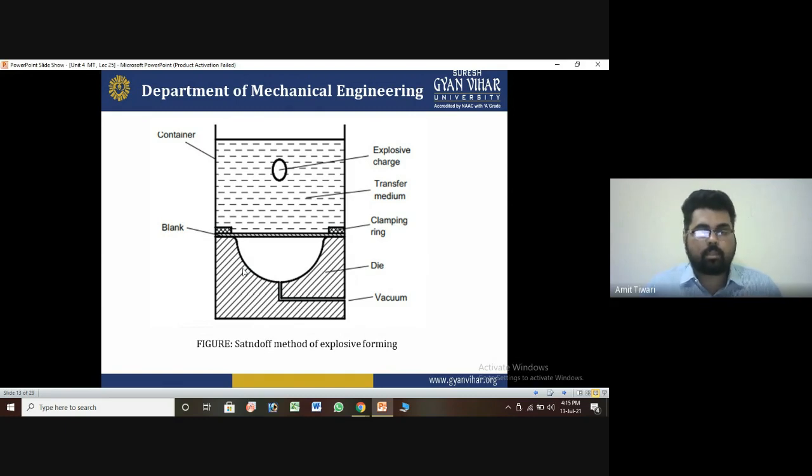So these are some structural diagrams, with the diameter shown, to help understand what we are doing exactly. The standoff method of explosive forming is used for this. These are some fundamentals to be observed: the container is placed here, and all the functioning operates as you can see in this system. The liquid will be used, for example.